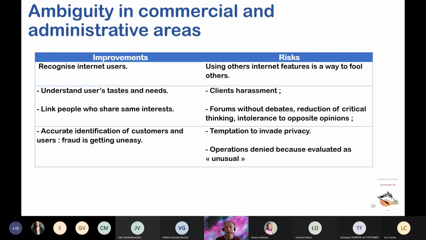Ambiguity can be found also in many commercial and administrative areas. You see, you're recognized as an internet user, but we use your features to fool others, etc. I'm not going to read all the picture, but you know that already.